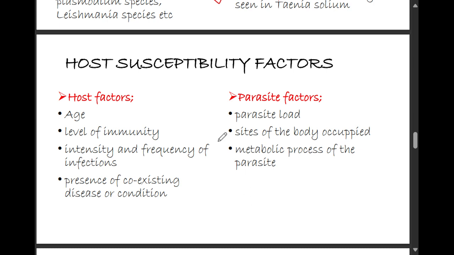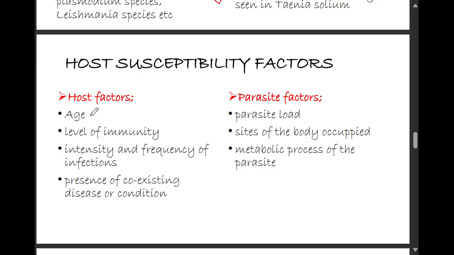Then we can talk about host susceptibility before we look at three or four MCQs. Then we call it a day. Host susceptibility factors are the factors which increase the chances of transmission of the parasites.